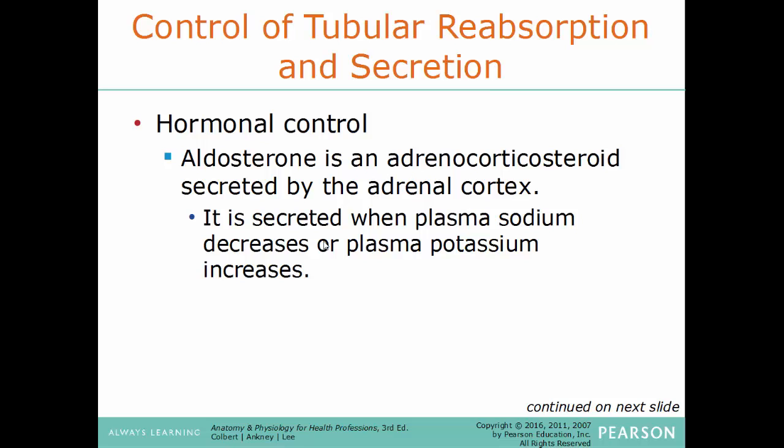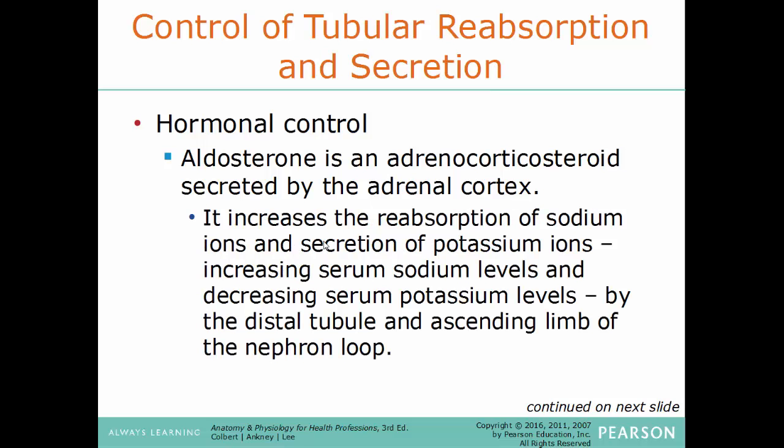Aldosterone is an adrenocorticosteroid that's secreted by the adrenal cortex. It's secreted when the plasma sodium decreases or the plasma potassium increases. Its function is to increase the reabsorption of sodium ions and also to increase the secretion of potassium ions. By doing so, it will increase serum sodium levels and decrease serum potassium levels. It's done by the distal tubules and the ascending limb of the nephron loop. So the whole point of aldosterone is to hold on to and retain sodium ions and get rid of potassium ions.